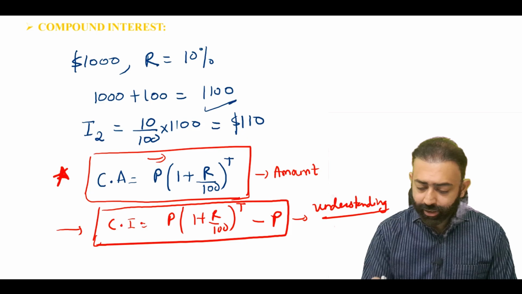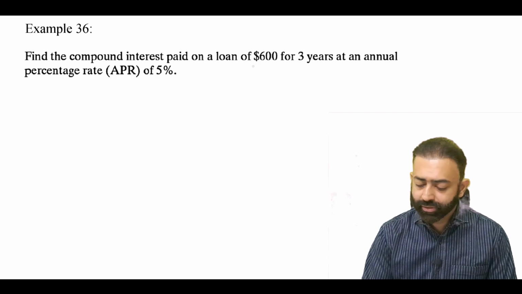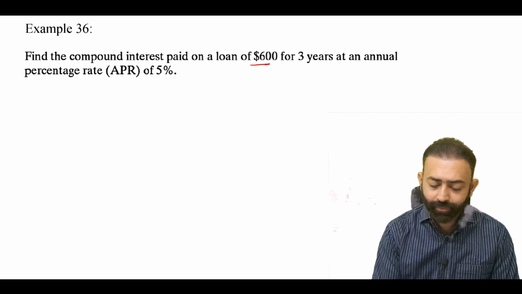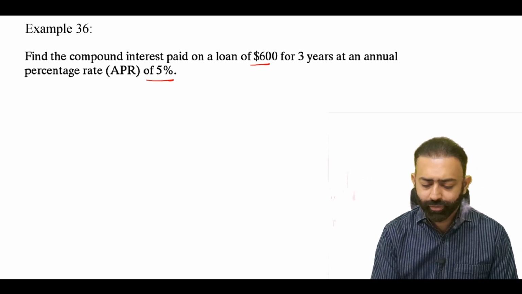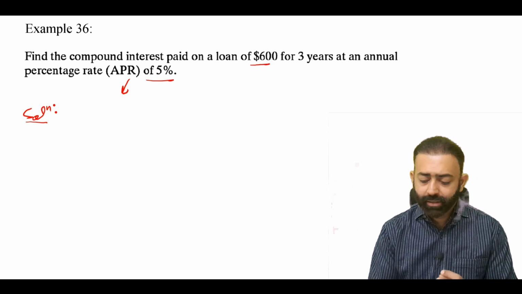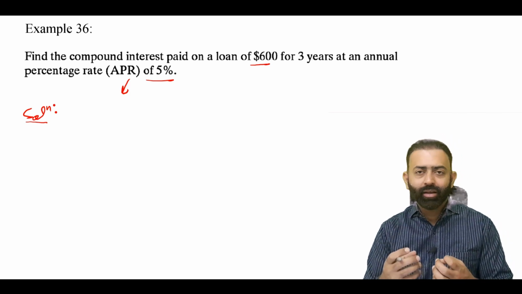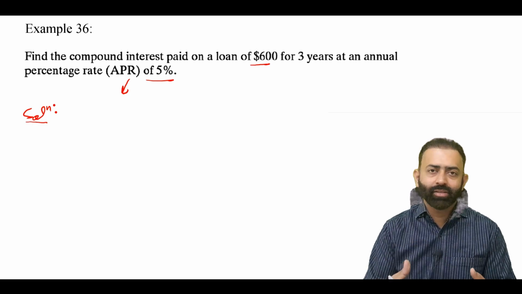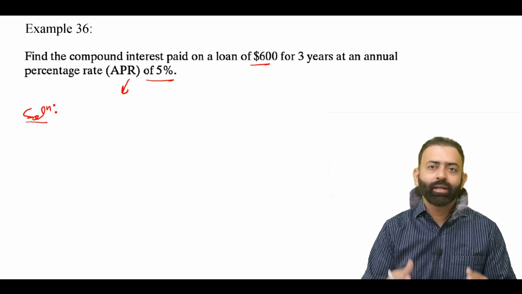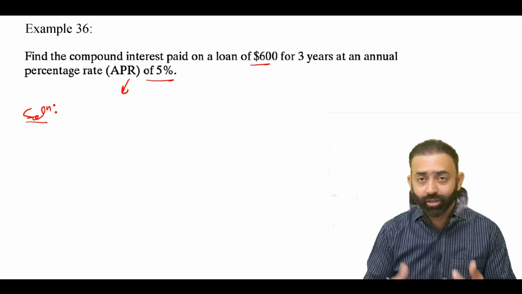Let us do question number 1, which says find the compound interest paid on a loan of $600 for 3 years at an annual percentage rate of 5%. It is just the value of r. So the solution is this. What we have given is a loan of 600. This time this is a reverse process. I am not depositing any money, but rather I have taken a loan from the bank, and I need to give the interest as the compound interest. It will be calculated on the amount after successive years, not on the original loan.